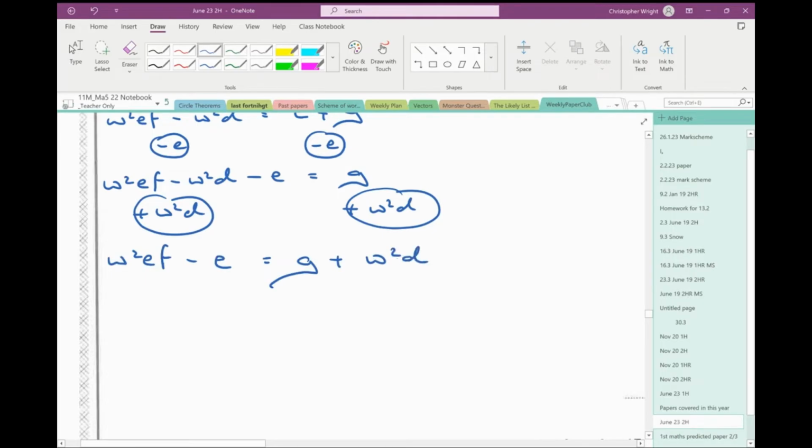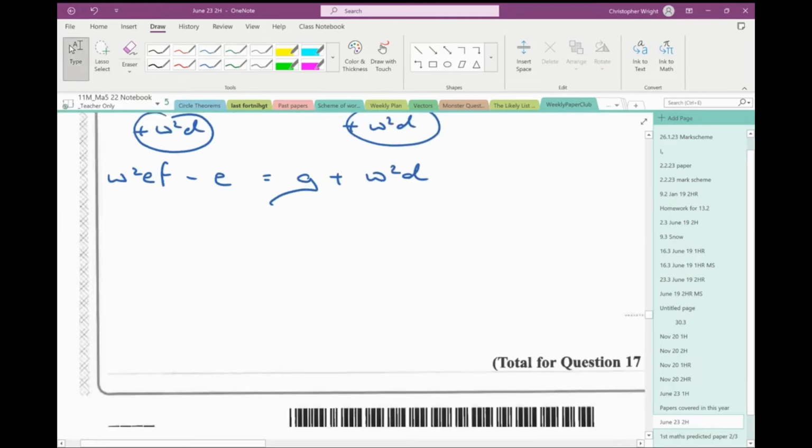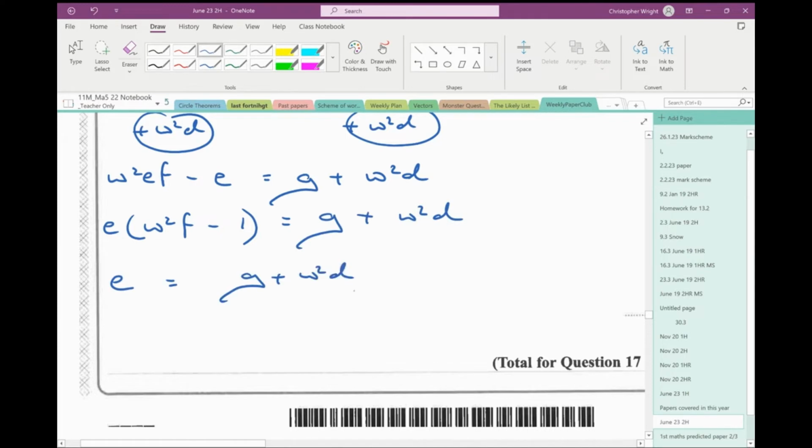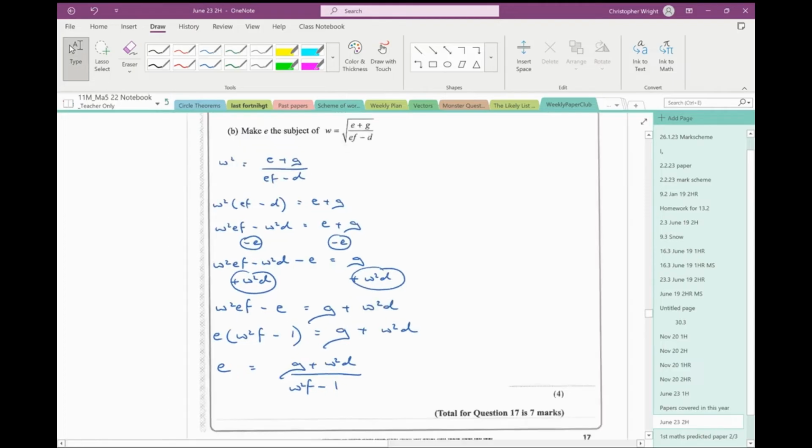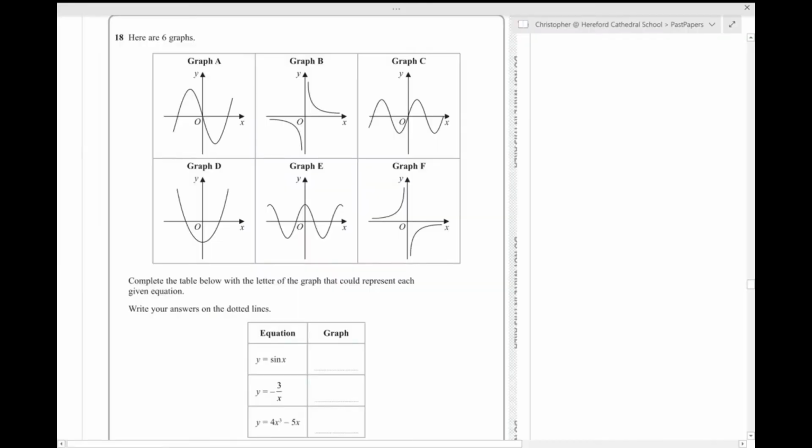So now I'm going to factorize and then divide. I'm going to factorize it, take out the E. And now I'm going to divide. E is G plus W squared D divided by W squared F minus 1. So now E is the subject of that expression.